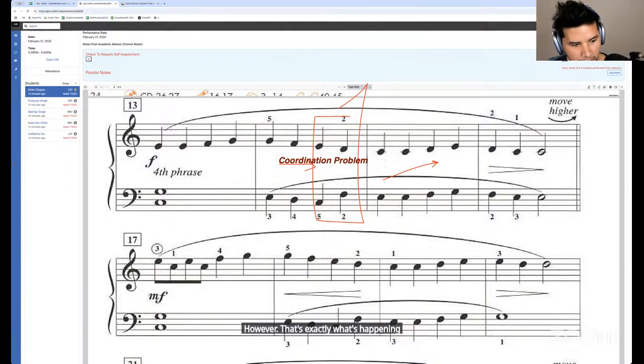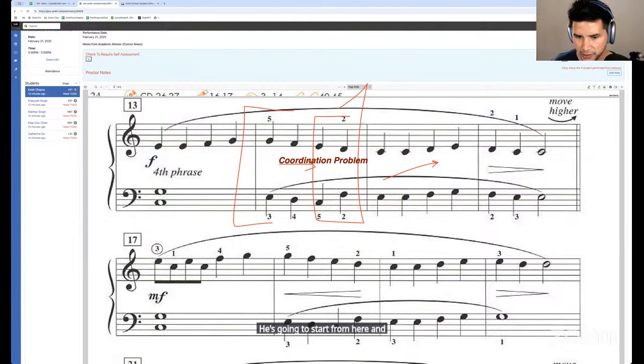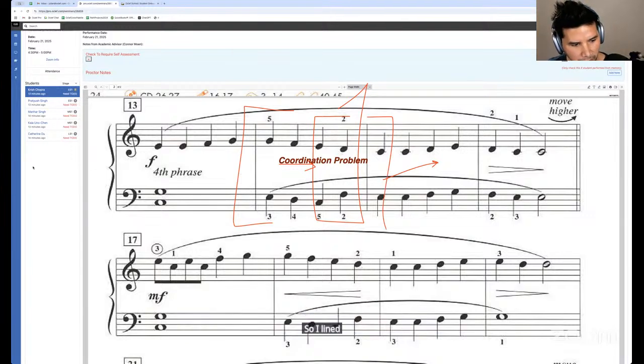So let's all take a peek at this, and we're going to start with Krish. He's going to start first. He's going to start from here, and we're going to hear this group here. So this measure, just to the middle C there. So I lined it up for you. Krish, can you play those 5 notes for us in each hand? And just play it nice and slow and steady. 1, 2, 3, 4, that speed.